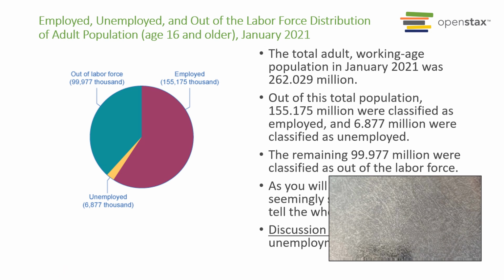Okay, so here is some data on the actual magnitudes of employed versus unemployed versus non-participants. You can see here that the biggest piece of the pie in the population is the employed, 155,175 thousand. The labor force non-participants is close to 100,000 thousand. And then the unemployed make up about 6,877 thousand, or 6,877,000 people, if we want to read it that way.